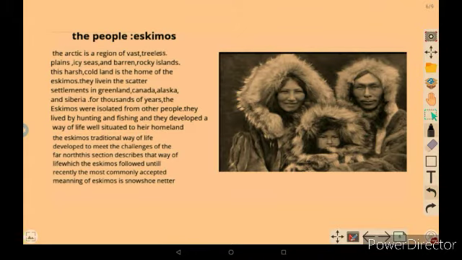The next topic is the people of the tundra region. What are the people in the tundra region called? They are called Eskimos. Who are the Eskimos? The people living in the tundra region. The Arctic is a region of vast treeless plains.